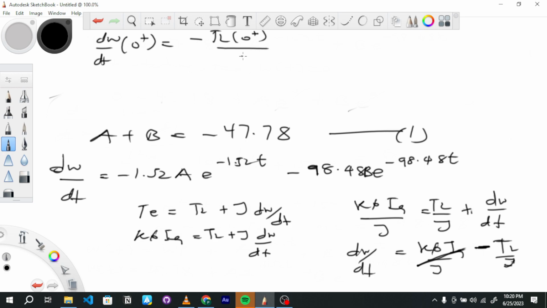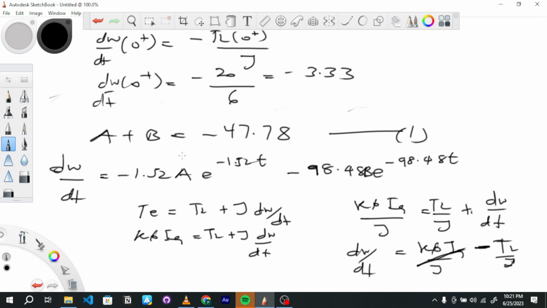As starting, the torque is still the torque, right here. So the d omega dt at starting is given by what? The torque is 20, J is 6. This will give me negative 3.33.